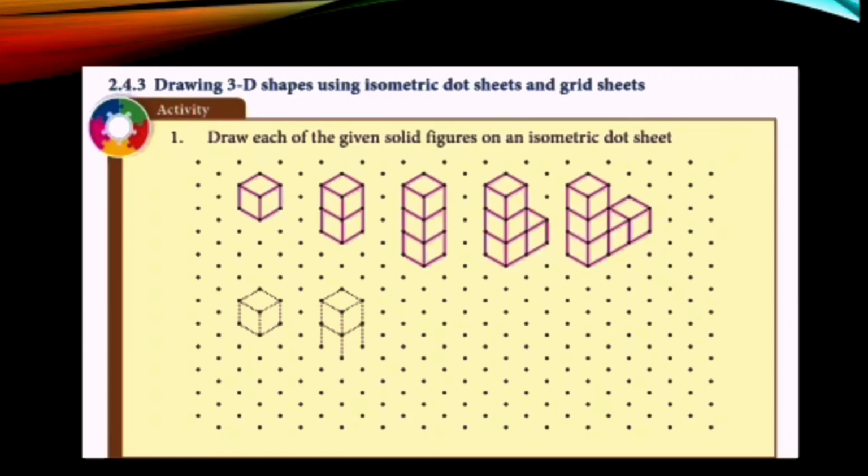Next topic is drawing 3D shapes using isometric dot sheets and grid sheets. Isometric dots, you might have learnt these things.